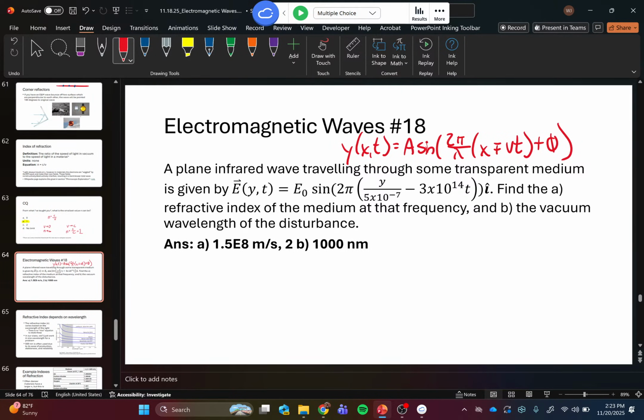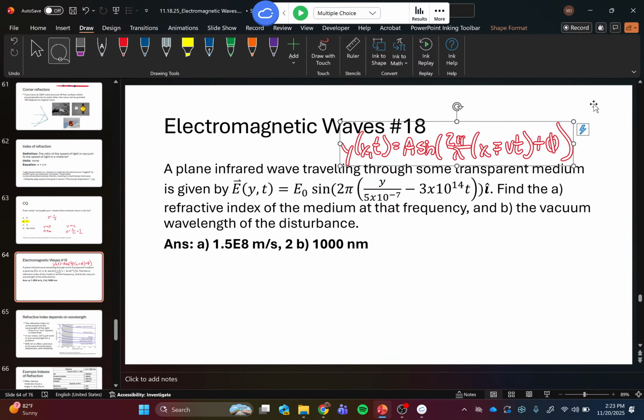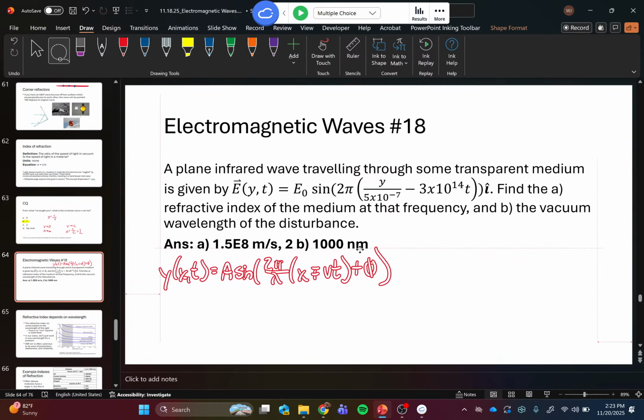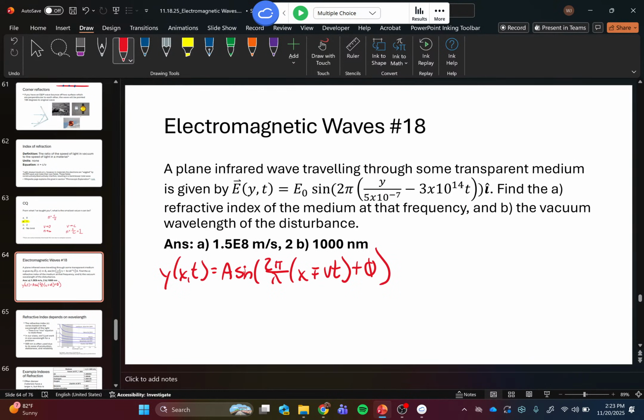All right. So again, the key here is, can you make them look the same? I keep saying it time and time again. So I'm going to take this function, and then I'm going to write the other one right next to it. This is how you do all of these problems. E naught times sine of 2 pi times, I'm going to put them right next to each other so that we can see that they don't look like each other.